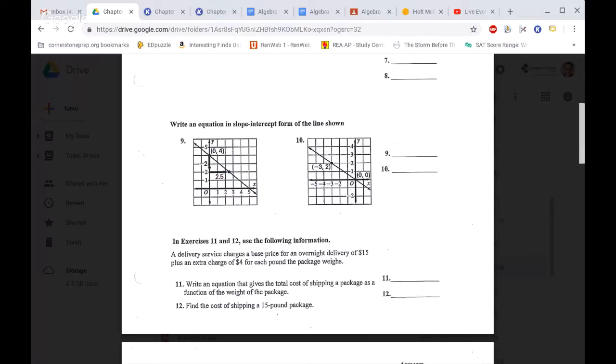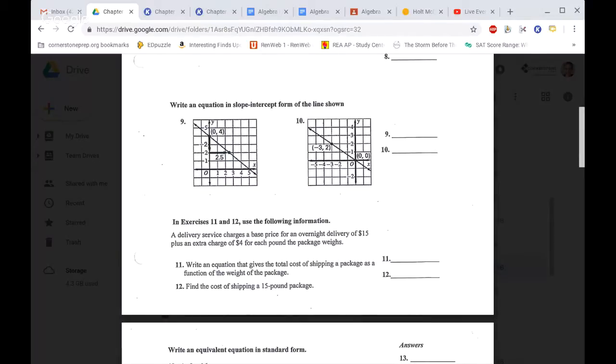Is this for 9 or 10? That was for number 10. What was 9? 9 was y equals: you went down 2, so that's -2 over, and you went right 2.5, so 2.5 x plus 4, because it crosses the y-axis at 4. That's the y-intercept, where it crosses the y-axis. I'm trying to show you guys how the graph and the equation relate.